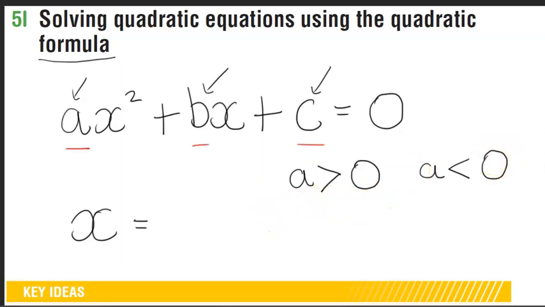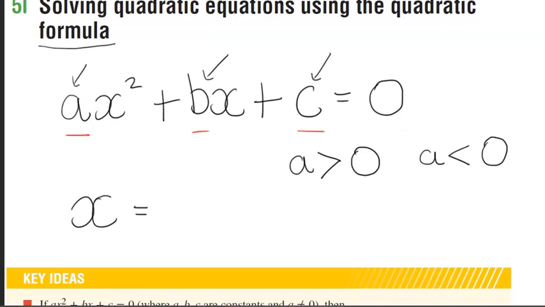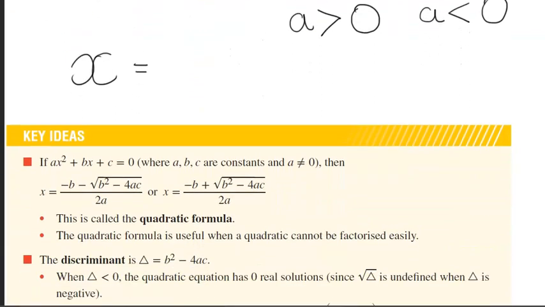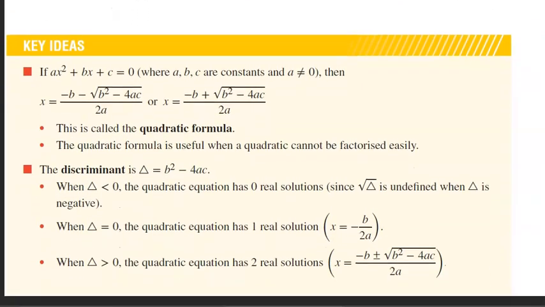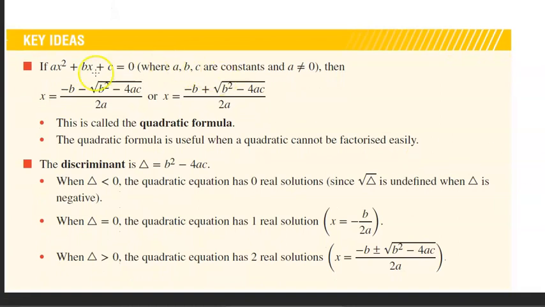So what is this formula? Now I'm not going to show you how the formula came about. I'm not going to show you how to get the formula. I'm just going to show you the formula as it is. It might seem a bit intimidating at first, but this is the quadratic formula right here. So if ax squared plus bx plus c is equal to 0, where a, b, and c are constants, since a doesn't equal 0, then to get x, this is your quadratic formula here.